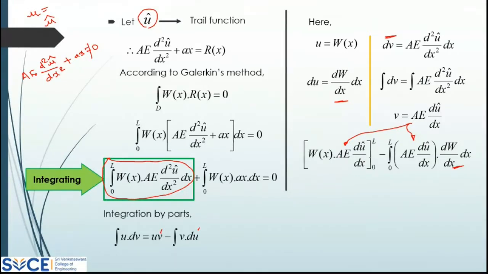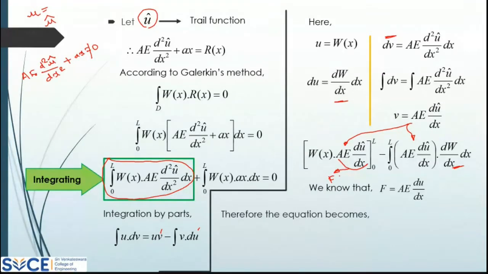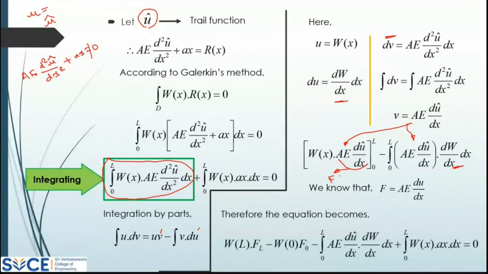What is AE du by dx? So we call this as force, right? So this entire term indicates the force. Okay, so now what I can do, I'll write the equation like this. So after applying my limit, force at x is equal to L, force at x is equal to 0, and I'll get this as my overall equation, right? So this equation we call it as weak form. This we call it as weak form. Okay, so maybe they will ask this derivation for 16 marks.